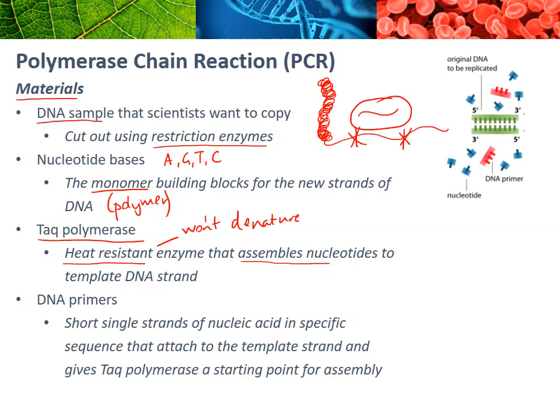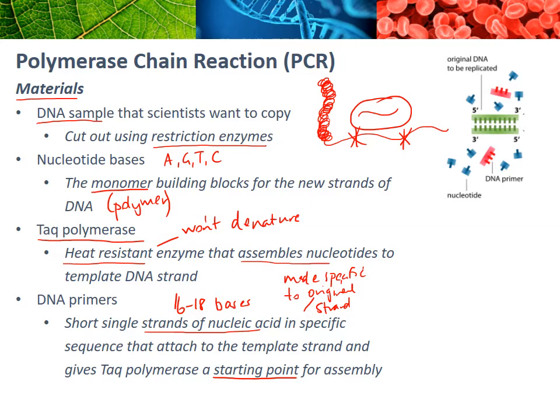A primer is a short strand of nucleic acid. They're usually about 16 to 18 bases long, and they are a specific sequence, which means that they are made specific to our original strand. So the strand that we are copying, a small section will be made that will attach to the beginning of that template strand to create a starting point. When we look at the steps in a minute, that should make a bit more sense.